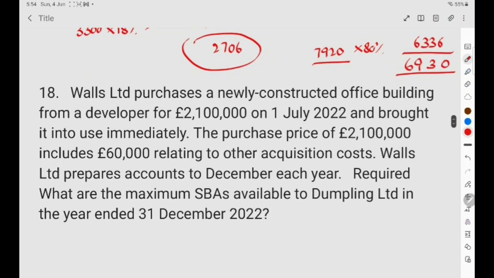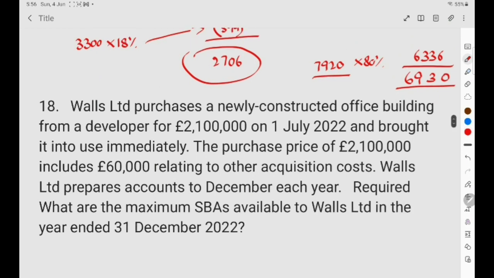Next question is simple and that is, So this question is about structure building allowance. Walls Limited purchased a newly constructed office building from a developer for 2100,000 on 1st July 2022 and brought into use immediately. The purchase price of 2100,000 includes 60,000 relating to other acquisition costs. So other acquisition costs, remember, do not attract structure building allowance.